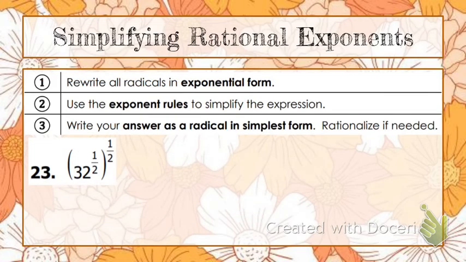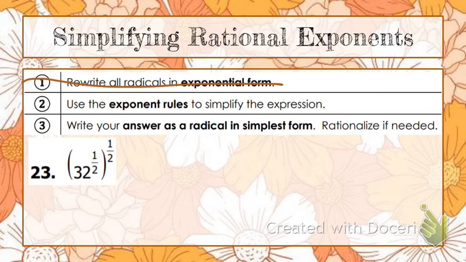Okay, let's try number 23. It's already in exponential form. We are going to do an example where it's not in just a second. But this one is already in exponential form. Actually, I don't have any examples picked out. But that's okay. You practice converting. You know how to do that.